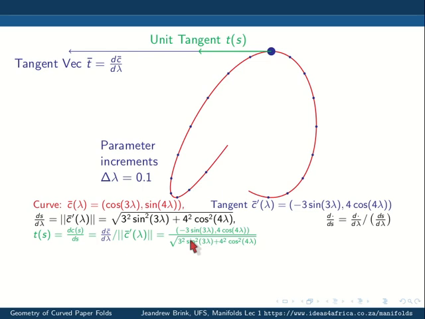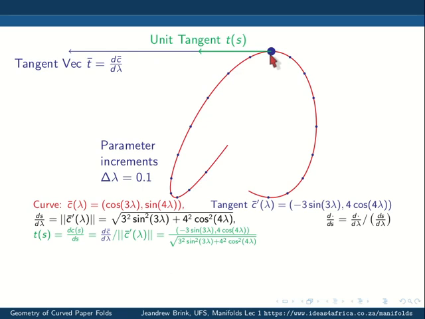So now what we have is an expression for my tangent in terms of S, and I assume lambda is implicitly a function of S. If I plot this tangent over here, I get my unit vector.